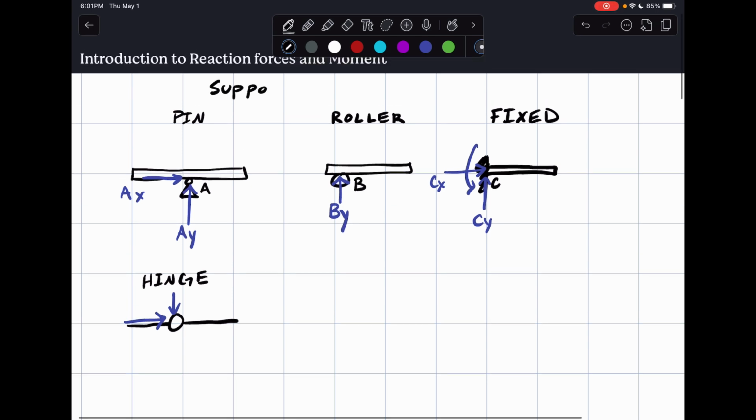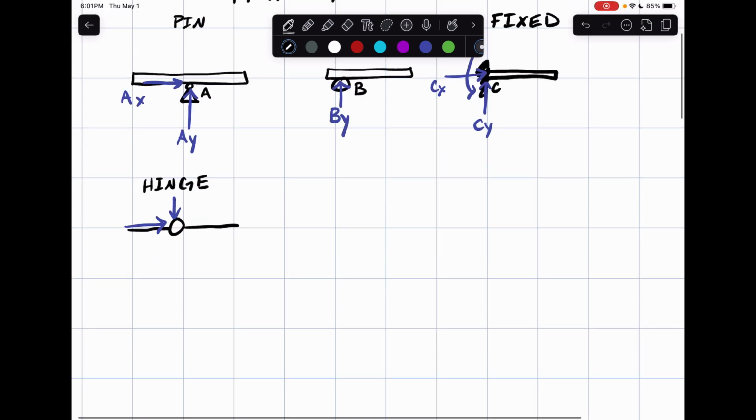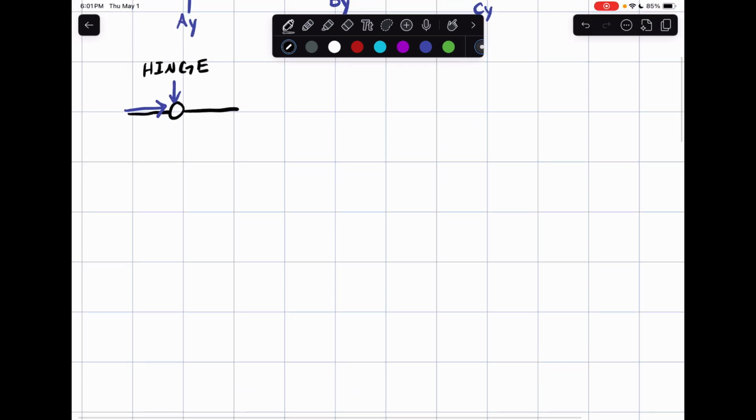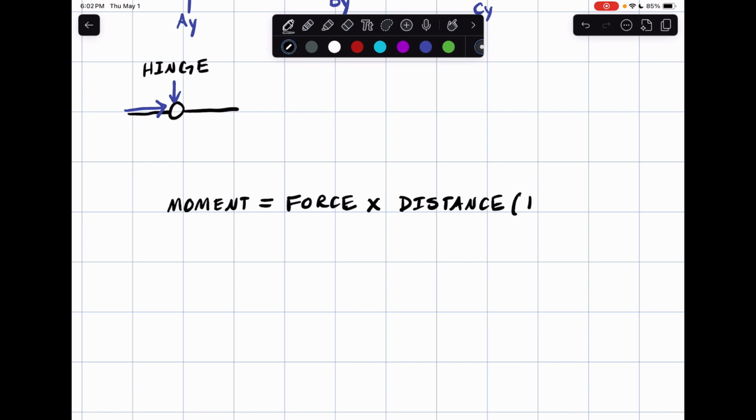So now that we've talked about our support types, we could talk about moments. So we know that a moment is equal to a force multiplied by a distance. The force being applied, or the force we're focusing on, and the distance being a distance perpendicular to our force.